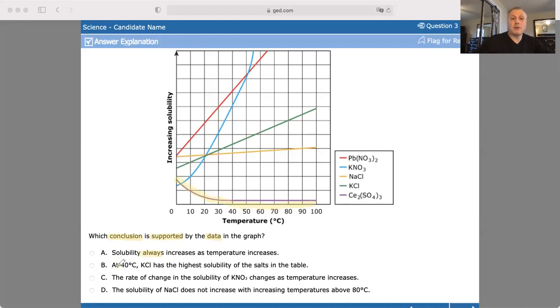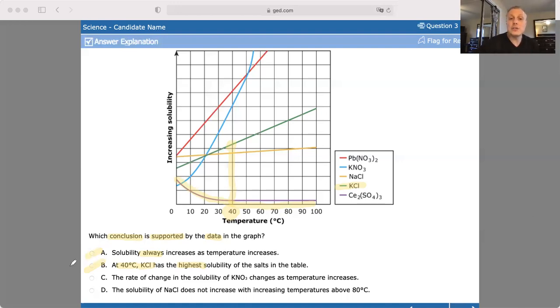Next one says at 40 degrees Celsius. So let's find 40 right here. KCl, which is the green one from the box, we're going to find it. We're going to go up here and find the green one. So at this spot, it says it has the highest solubility right there. They're saying that is higher than anything else, higher than the blue, higher than the red. I don't think so, right? So that's not going to work either. No A, no B. Let's check C.